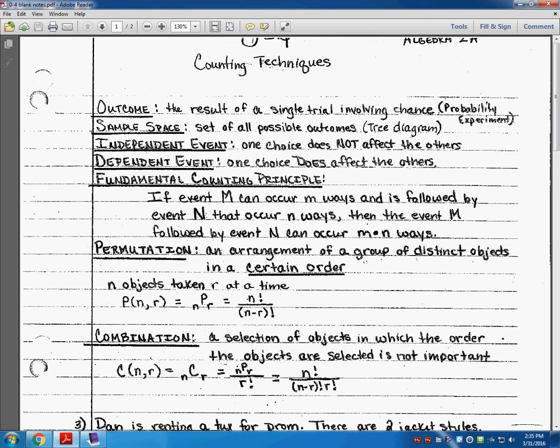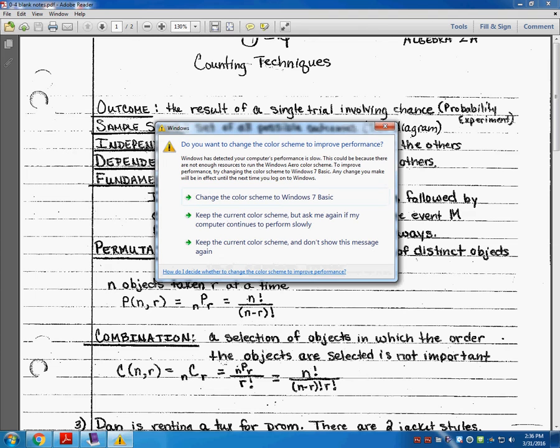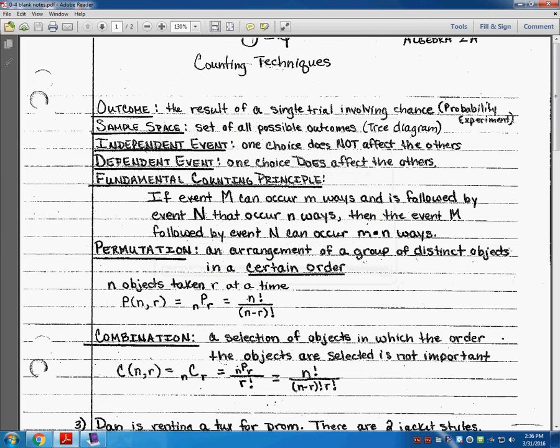So we have a few options here. Fundamental counting principle. It looks kind of scary. It's actually really easy. If event M can occur M ways and is followed by event N that can occur N ways, then the event M followed by event N can occur M times N ways. That's a scary way to say something that I'll show you how to do later. It's really easy. The fundamental counting principle is just where you take the number of options for the first thing, and you multiply by the number of options for the second thing and keep going down until you can't anymore.